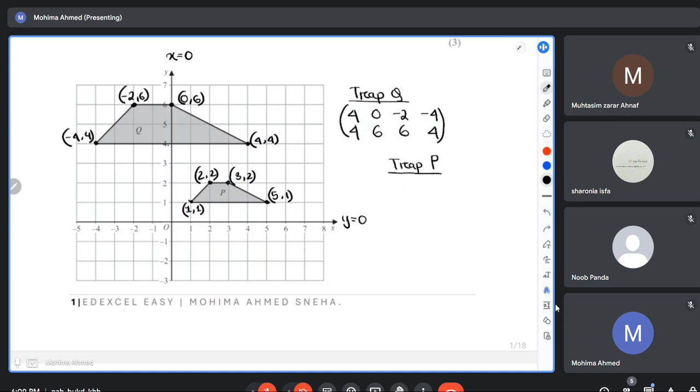And one thing you have to understand is that I started from this part for trapezium Q. This one, this one, this one, and this one. So from here also I'll start with the same orientation. I'll start from here and move anti-clockwise to this part. So it will be 5, 1.